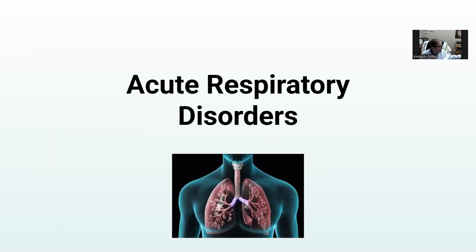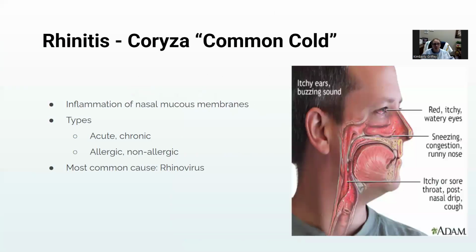Okay, now we're going to talk about acute respiratory disorders. So rhinitis coryza is also known as the common cold. This is when you have an inflammation of the nasal mucous membranes. You can have acute and chronic. You can have allergic and non-allergic. Most common cause of rhinitis is the rhinovirus.